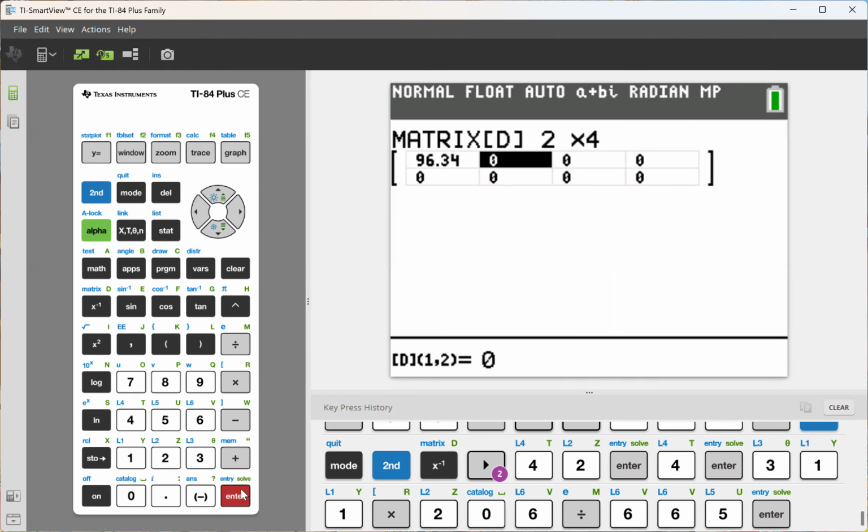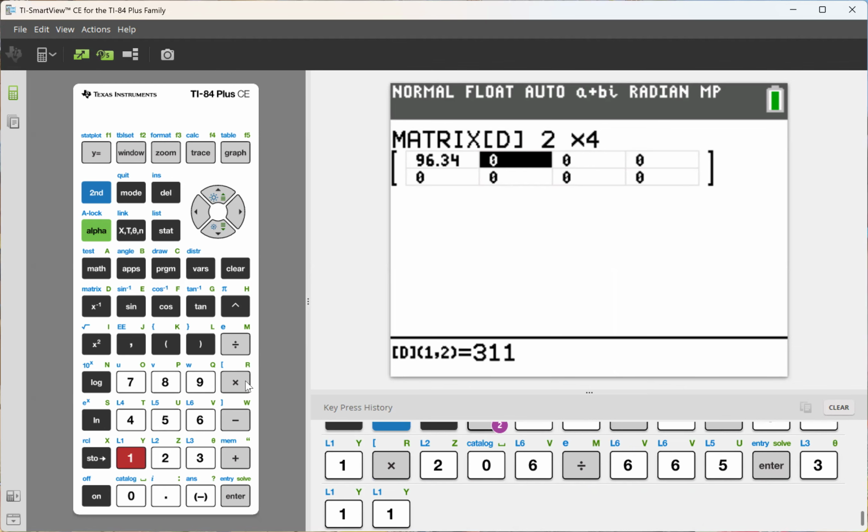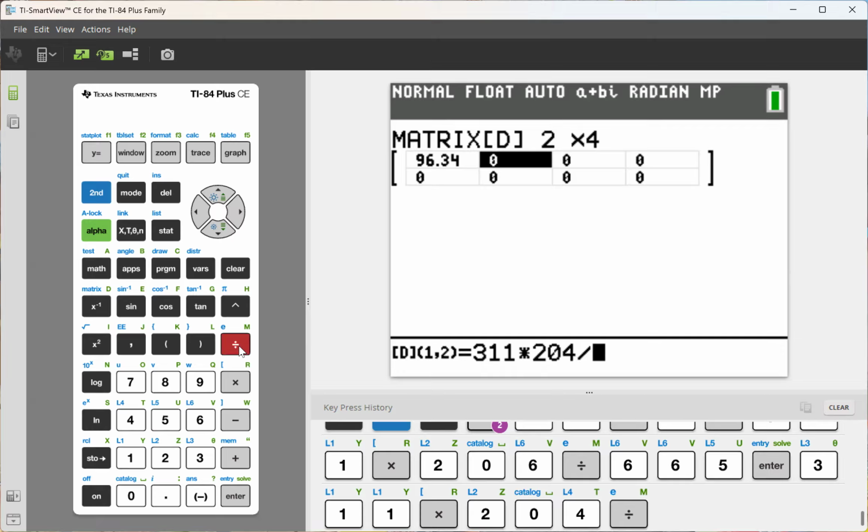And I understand these are going to be decimals, but I don't care. We would know that it wouldn't really be 96.34 people, but that's all right. Okay, so we're going to do the next one. The row total was 311. The column total for arts and humanities was 204. And we're going to divide that by the total, which was 665.